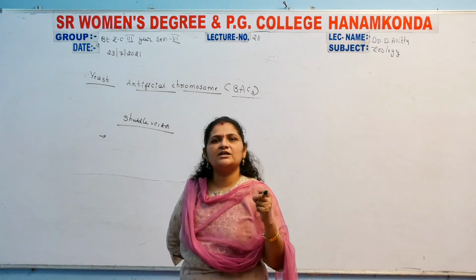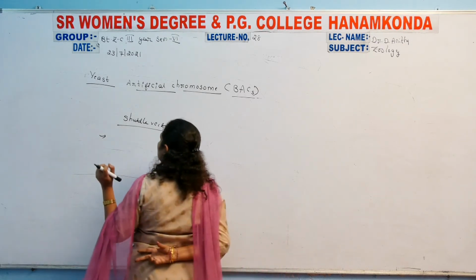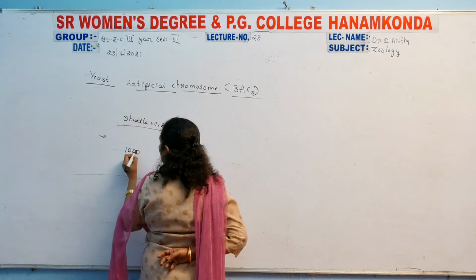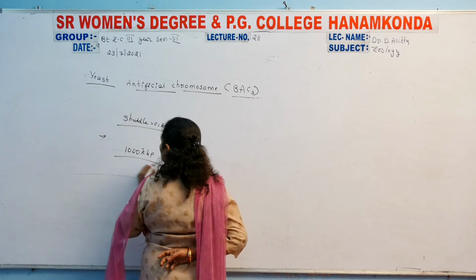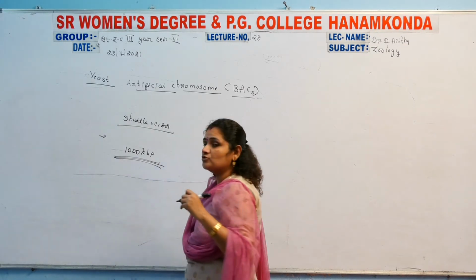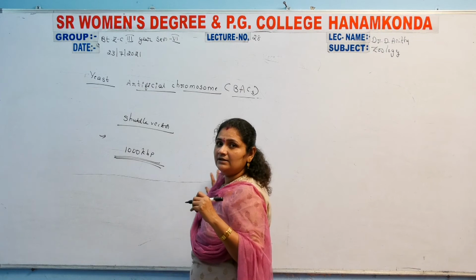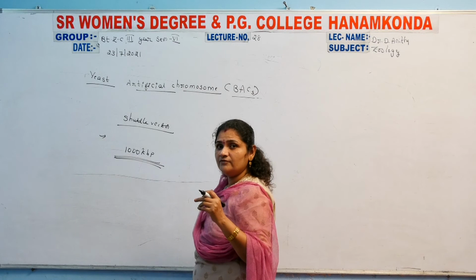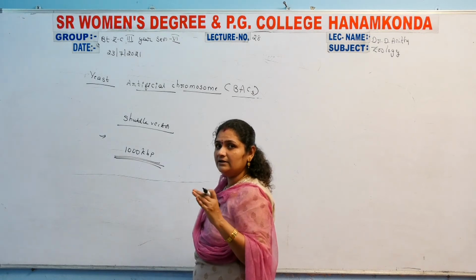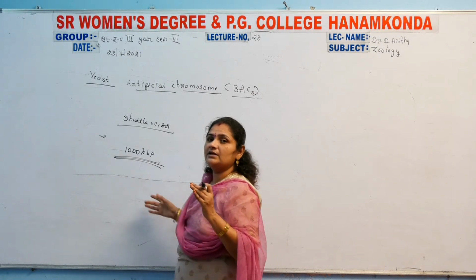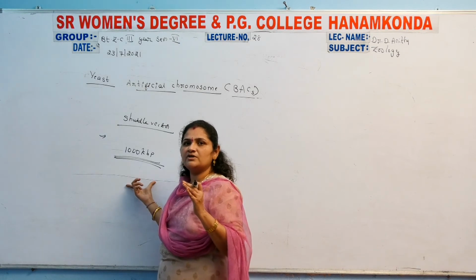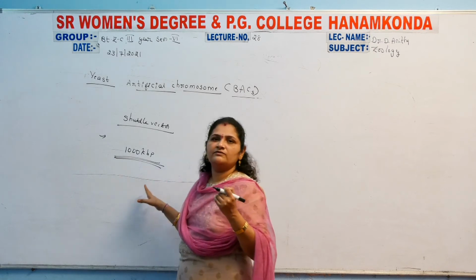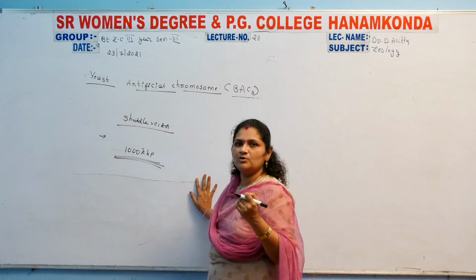Totally, the yeast artificial chromosome can accept and clone up to 1000 kilo base pairs of DNA length. When we compare it with the bacterial artificial chromosome, a much larger number of DNA sequences can be inserted into the yeast artificial chromosome. That is the main difference between the bacterial artificial chromosome and the yeast artificial chromosome.